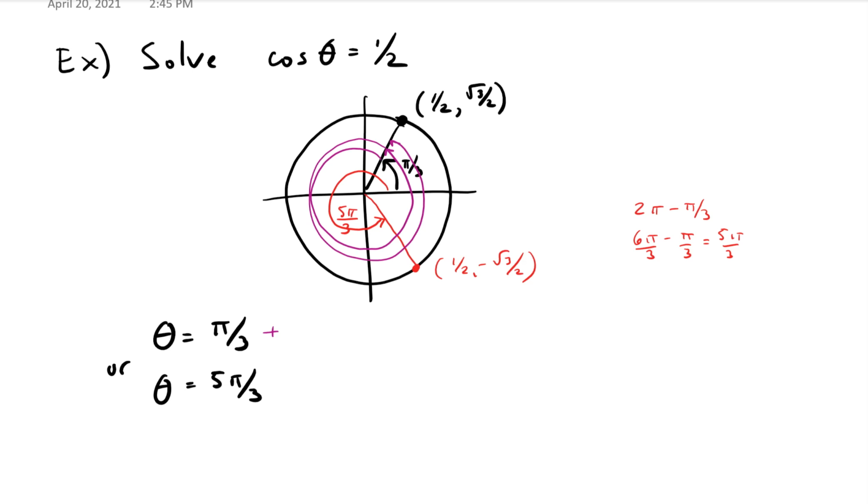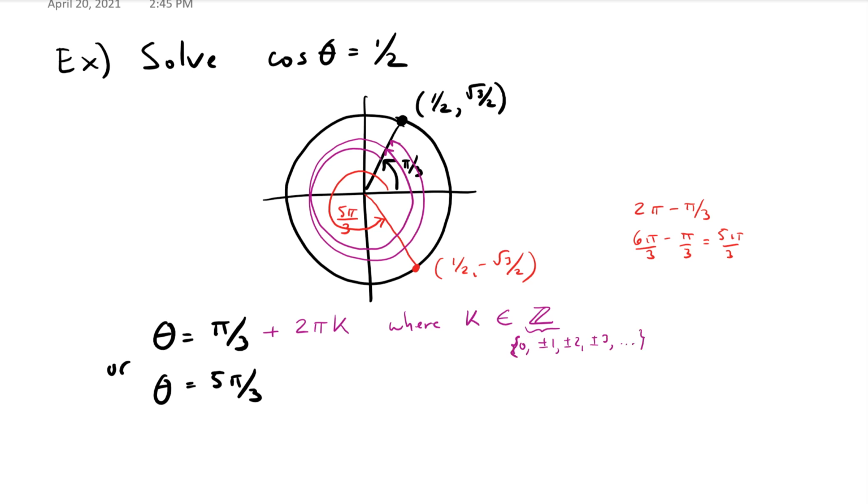So in other words, as long as I add a multiple of 2 pi, I'm going to have a valid angle. So usually we write pi over 3 plus a multiple of 2 pi, 2 pi k, where k is any integer. So Z here stands for the set of integers. So plus or minus 1, plus or minus 2, plus or minus 3, and so on, and actually you could even include 0.